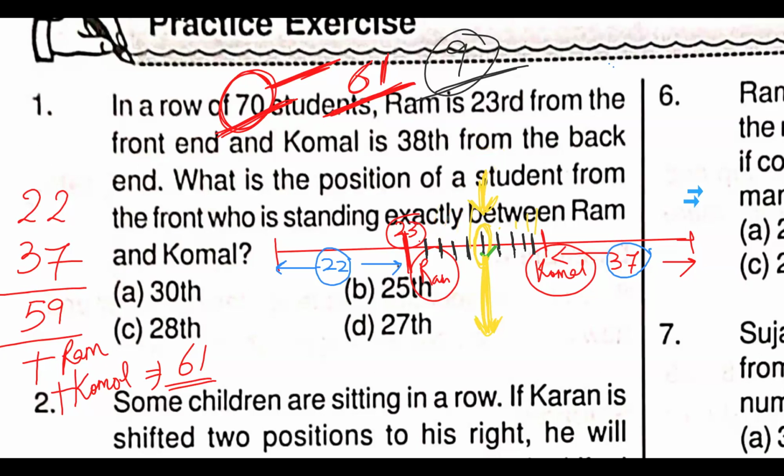Right? Have I marked it correctly? Just count it. You can zoom and count it, right? Yes, ma'am. Okay, so this is the person who is sitting exactly between Ram and Komal. And we have to tell what will be the position of this student from which end? From the front. Front means we are considering the front from the left hand side. Now quickly just count it and tell me what position is coming if we are counting from the left hand side. We have to tell this person who is sitting exactly between Ram and Komal. Count from the left hand side and tell me what position will come.